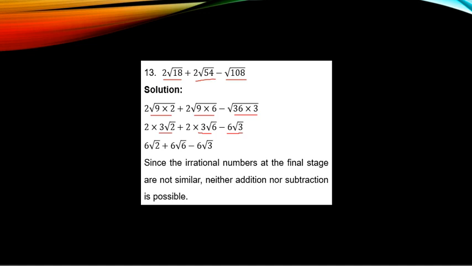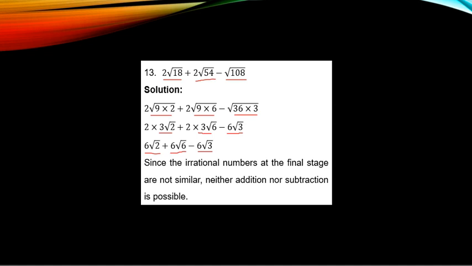If you multiply the constants, you have 6 root 2 plus 6 root 6 minus 6 root 3. You see that after simplifying, you have different surds, unlike surds. That means you cannot add. You can neither add nor subtract. So you leave your answer in this way.